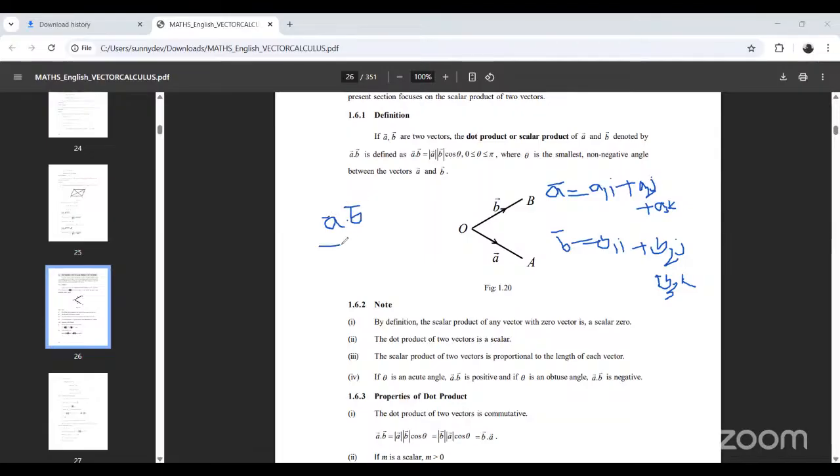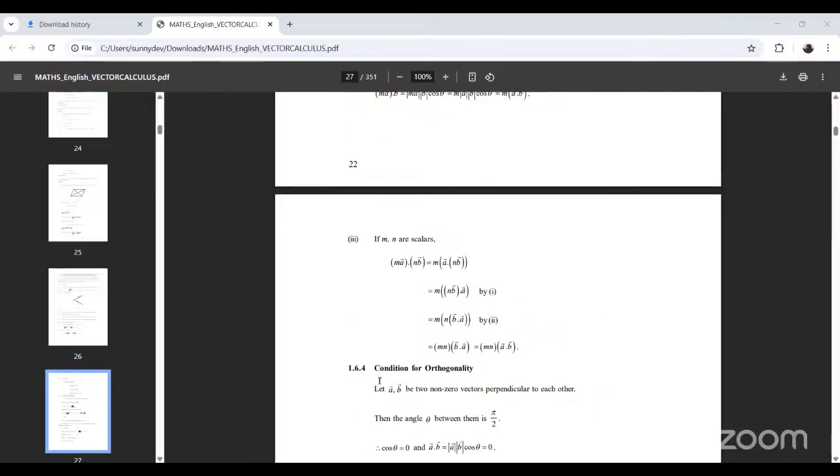Okay. So these two i coefficients become A1 B1, plus these two, A2 B2. Next, these three, the last coefficients, A3 B3. So this is called the dot product. Okay, so that is the dot product of the two vectors.